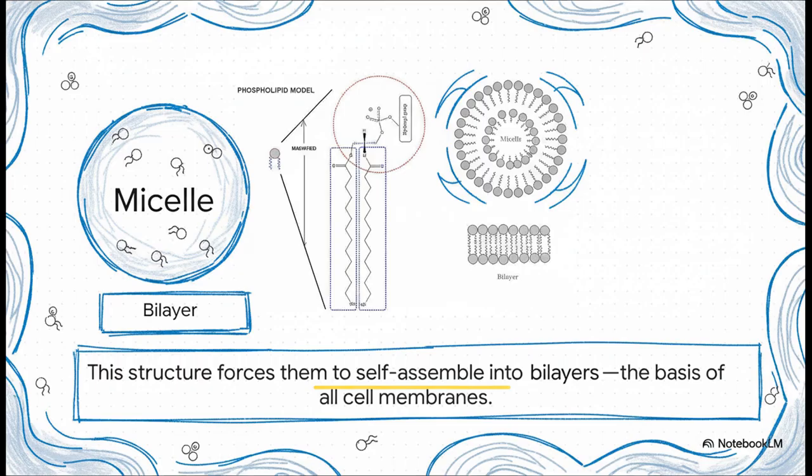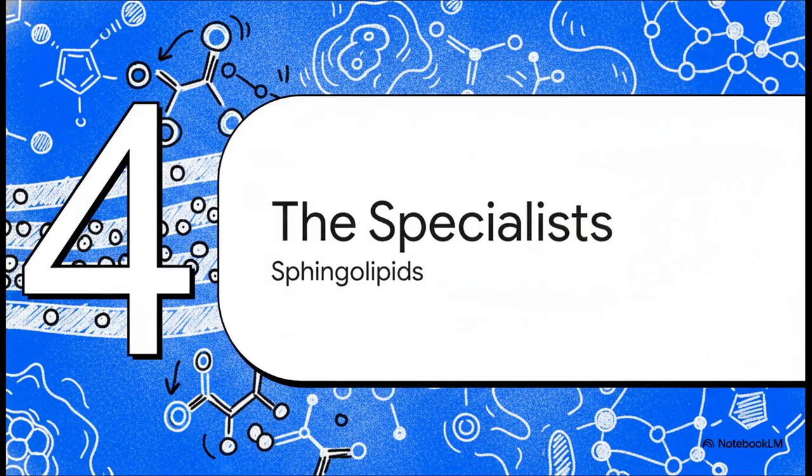This forces them to form these incredible structures, like little spheres called micelles, and more importantly, bilayers. And this lipid bilayer, well, that's the fundamental structure of every single cell membrane in your body. It's the wall between the inside and the outside of the cell. So glycerophospholipids are the workhorses of our cell membranes, but they're not working alone.